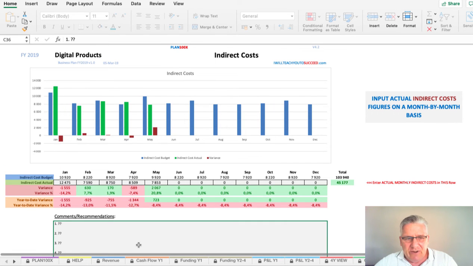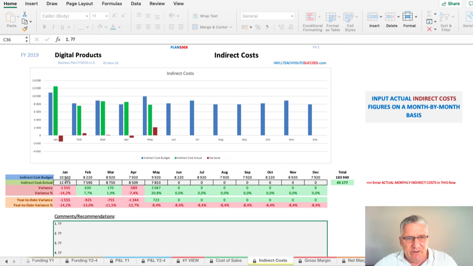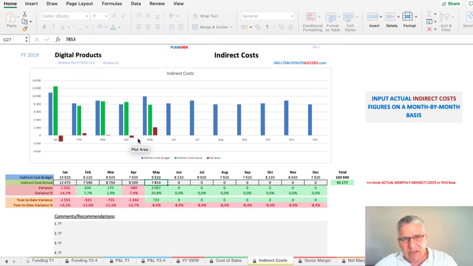In terms of indirect costs, the same thing. We have our indirect costs, the cost to run our business, our overheads, and what we're doing here is going through, remember the gray cells we can input, we are putting in the actual indirect costs, and what that's doing is telling us how we're looking on a month-by-month basis and on a year-to-date variance basis. So we've gone over slightly. We were at 14% over, managed to claw something back, currently sitting at minus 8.4% at the month of May.